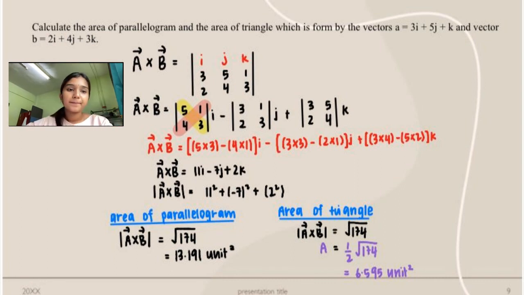Okay, so next, to find the area of the triangle, we need to multiply it by 1 over 2 of the square root of 174, and you will get 6.595 unit square.